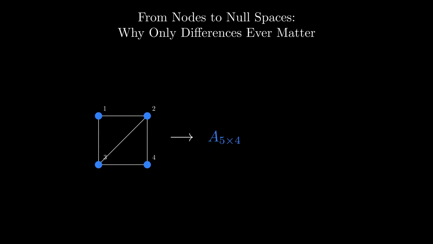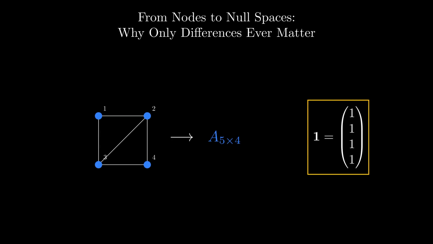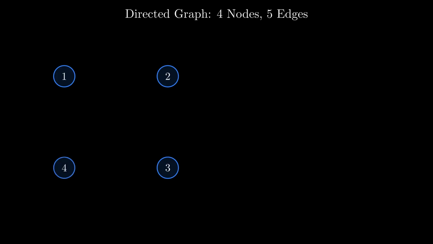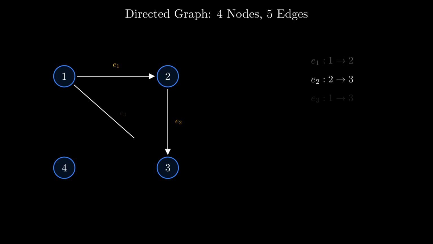A single matrix, its null space, and a vector of all ones will show us why only differences ever matter. Here's our network: 4 nodes labeled 1 through 4, connected by 5 directed edges. Edge E1 runs from node 1 to node 2. Edge E2 runs from node 2 to node 3. Edge E3 runs from node 1 to node 3. Edge E4 runs from node 1 to node 4. And edge E5 runs from node 3 to node 4.